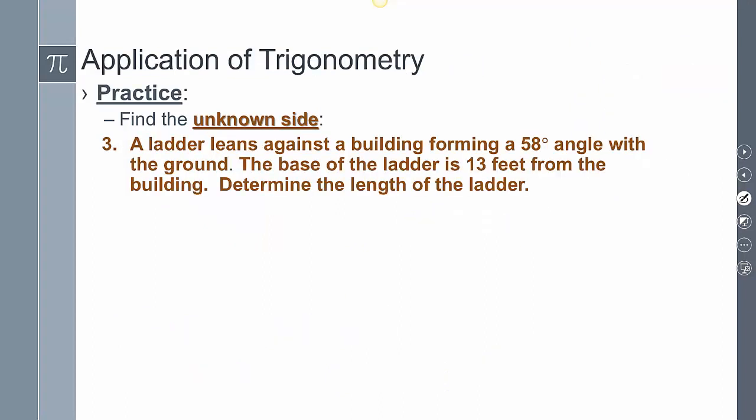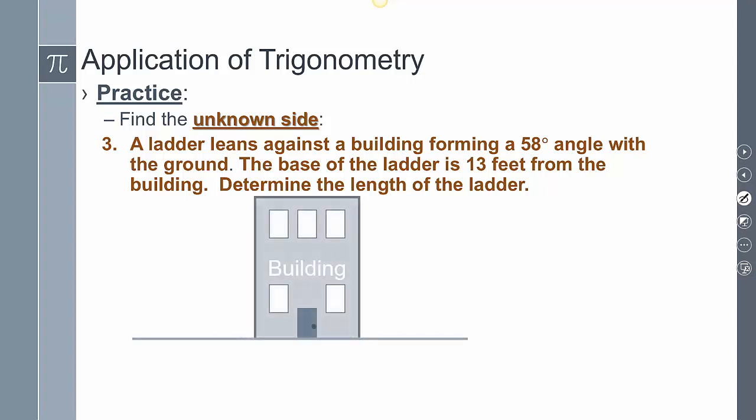So let's do some application here. It says a ladder leans against a building, forming a 58-degree angle with the ground. The base of the ladder is 13 feet from the building. Determine the length of the ladder. So here's my beautiful building, and we said that we have a ladder leaning against it, and it forms a 58-degree angle with the ground. And we said that the base of the ladder, all the way to here, is going to be 13 feet. So I want to determine the length of the ladder, which is this value right here.